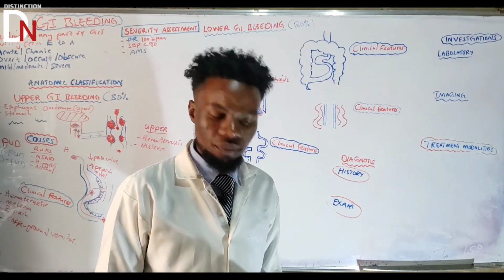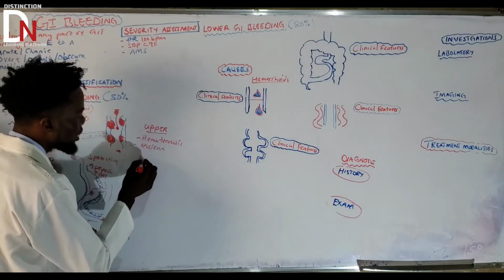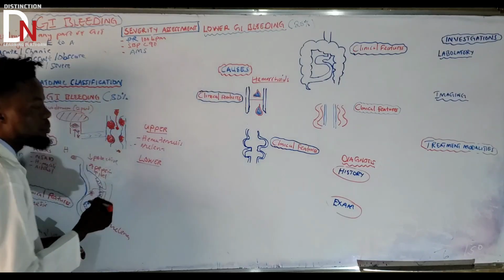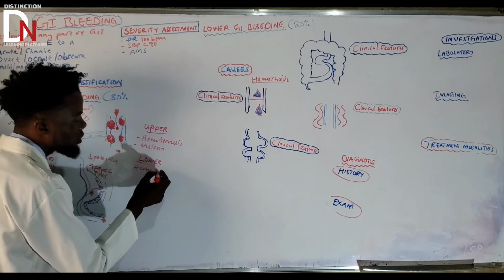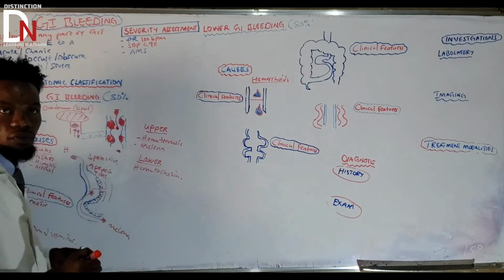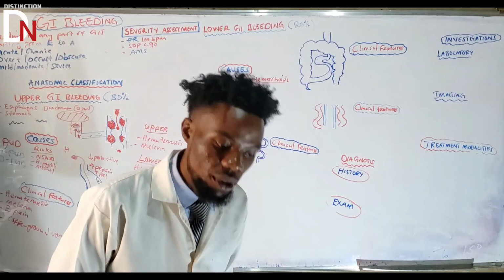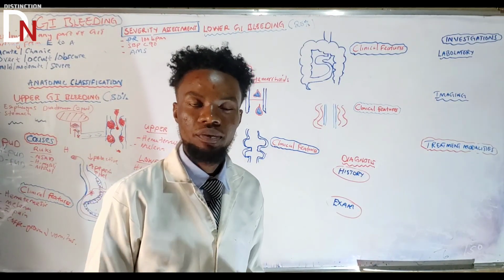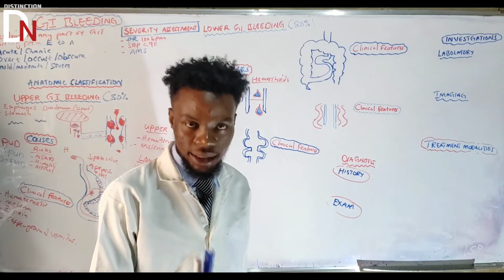Now it is very interesting to know that in lower GI bleeding, the most common presentation that we will be talking about is hematochezia. This is one of the important clinical features that you need to use to differentiate upper GI bleeding from lower GI bleeding. If you see hematochezia, it basically indicates lower GI bleeding.